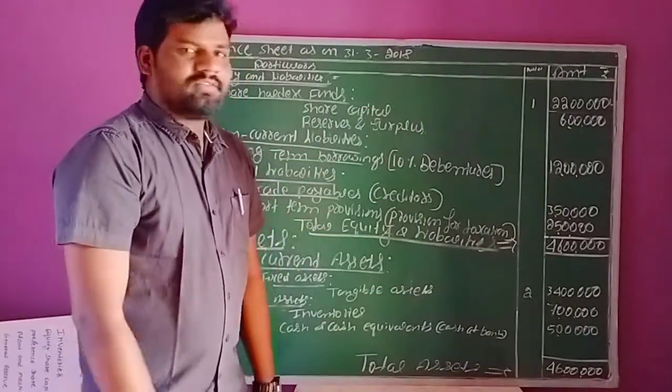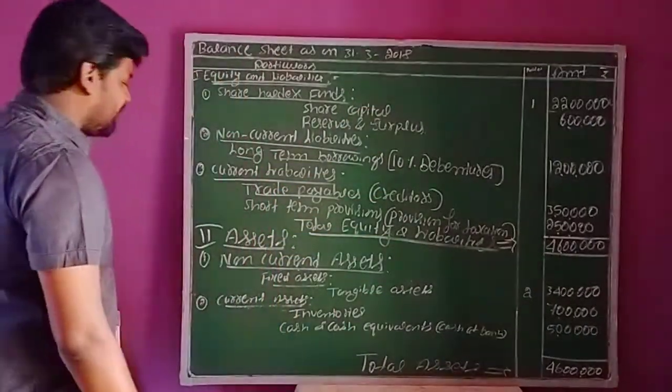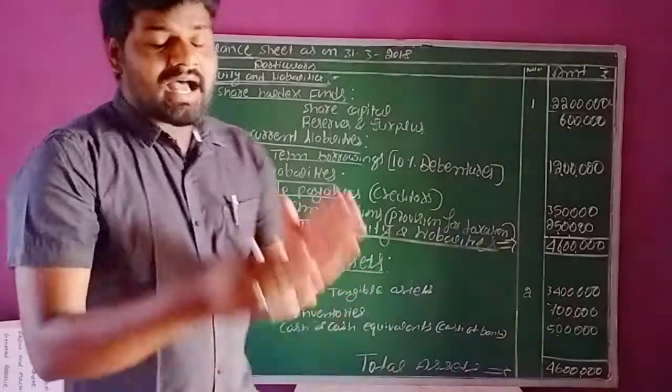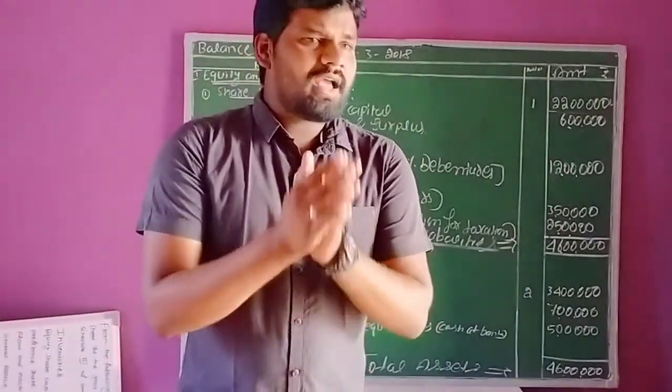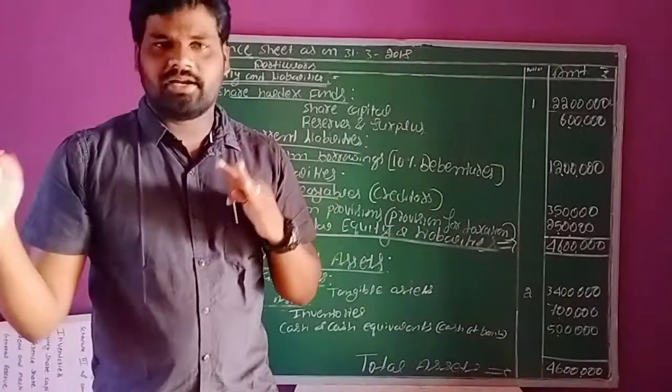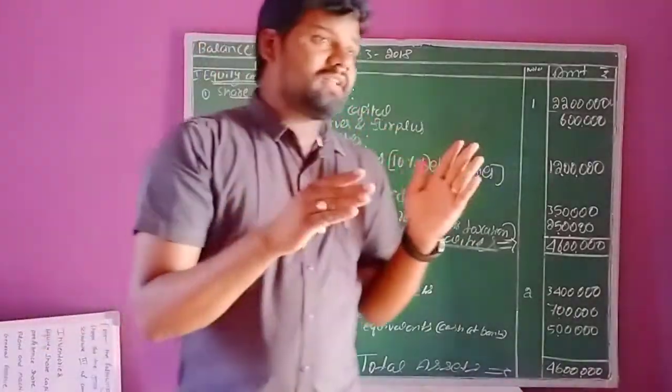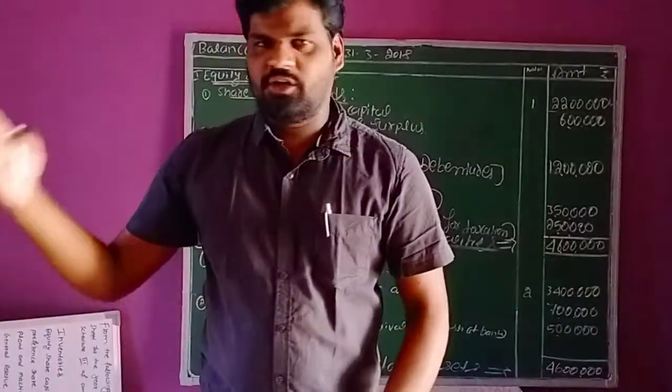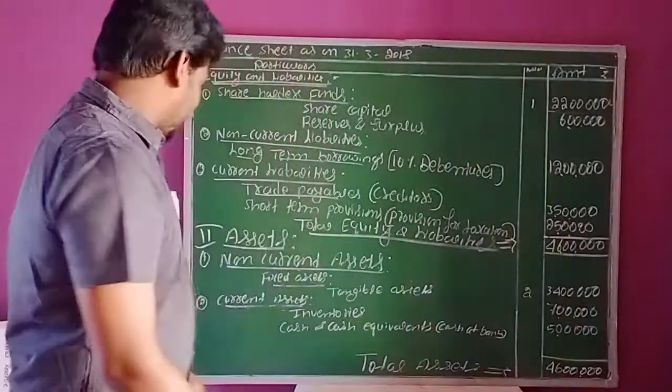So this is the information regarding the first head. In the second one, the second headline, assets. First of all, as assets we have two heads, namely non-current assets and current assets. So again under the non-current assets, we can record fixed assets, right? So let me look at the question.